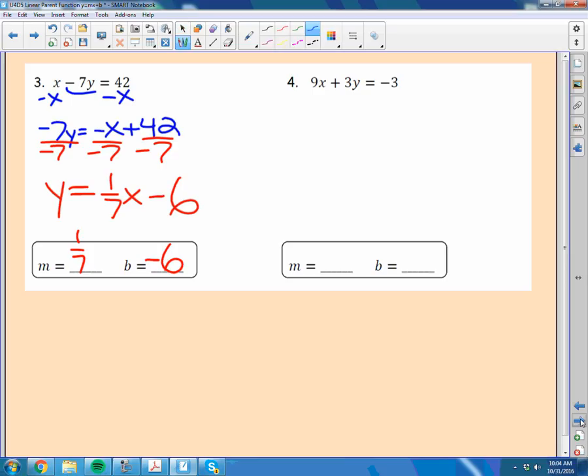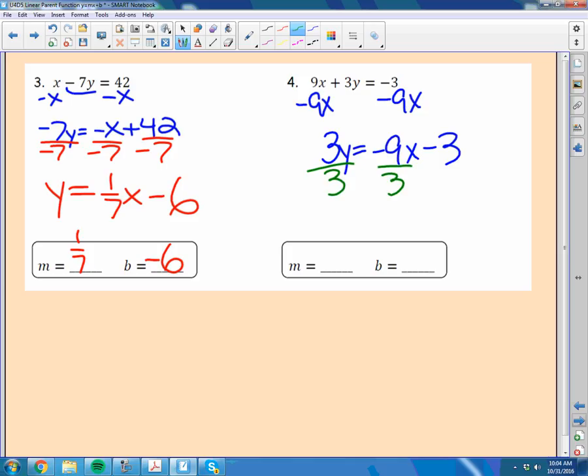And finally, we subtract 9x. We end up with 3y equals negative 9x minus 3. Divide everything by positive 3. We end up with y equals negative 3x minus 1. Please don't tell me 3 divided by 3 is 0. Can't tell you how many students do that. Okay? And we end up with a slope of negative 3 and a y-intercept of negative 1.